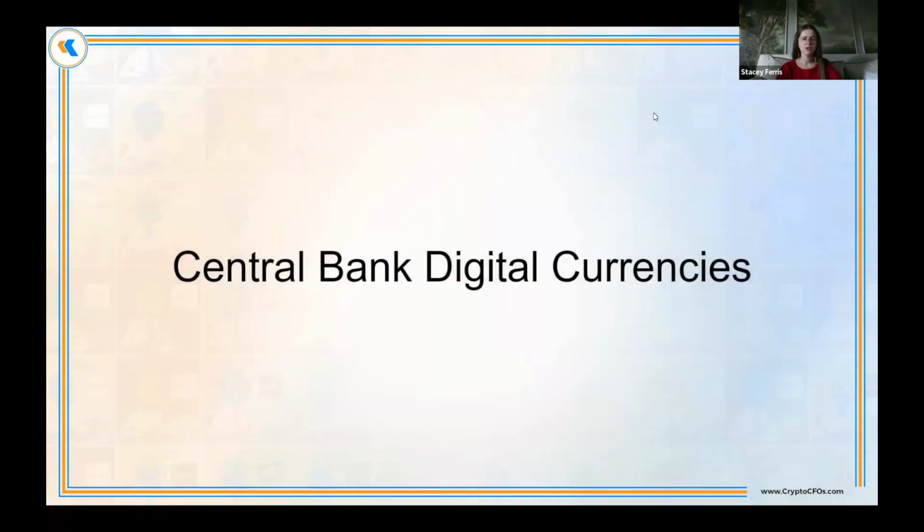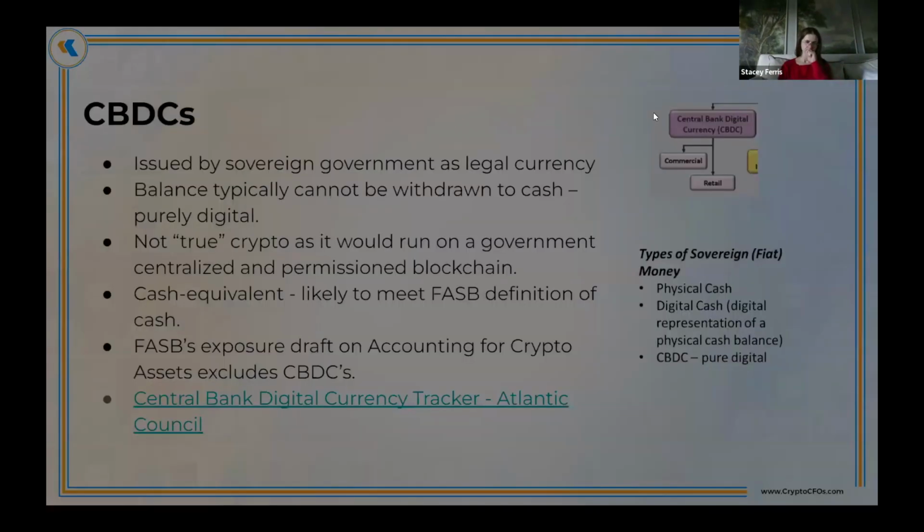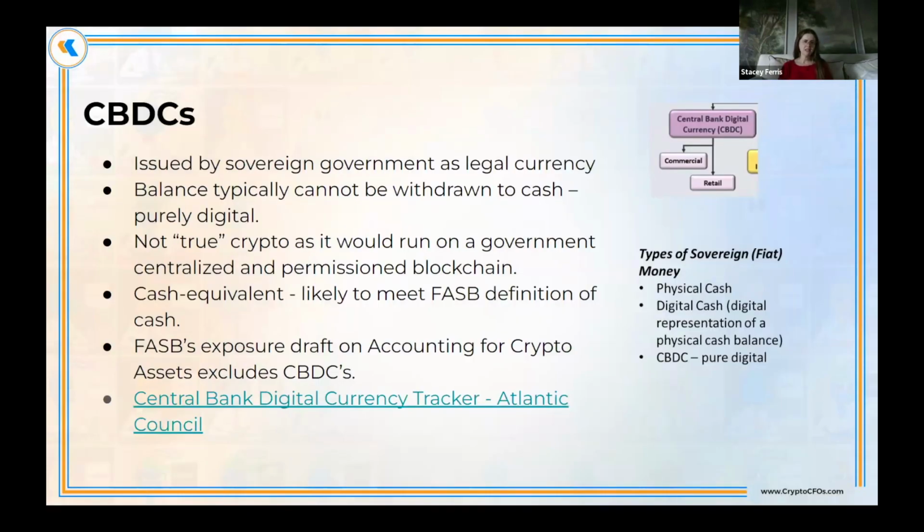All right, so first let's go through CBDCs. CBDCs are issued by a sovereign government. This is legal currency, so it's going to be a cash equivalent. The balance typically cannot be withdrawn to cash, purely digital, and that's the distinction. If you look over on the right side, you'll see types of sovereign or fiat money. You've got 3 types: physical cash, paper money, digital cash, which is a digital representation of a physical cash balance. This is what most of us are familiar with working with, right?